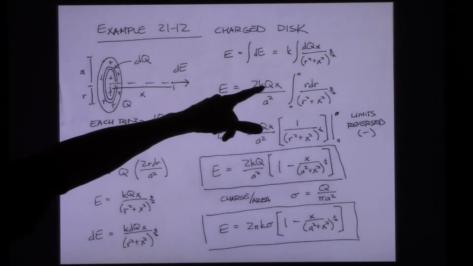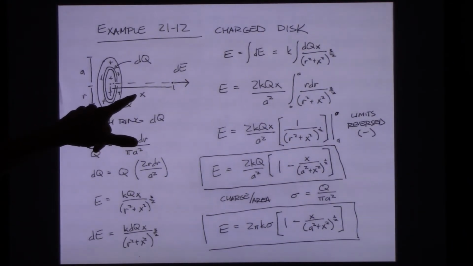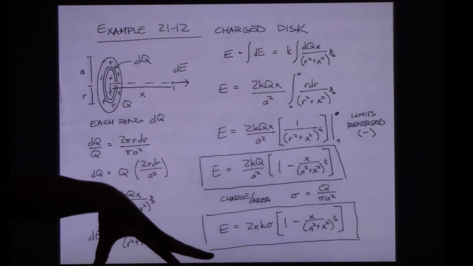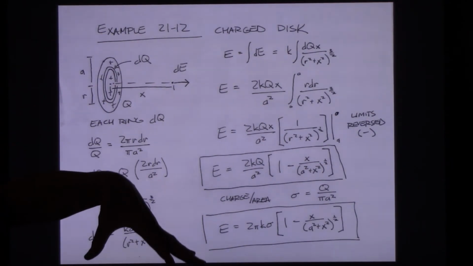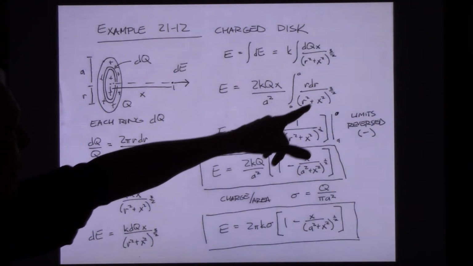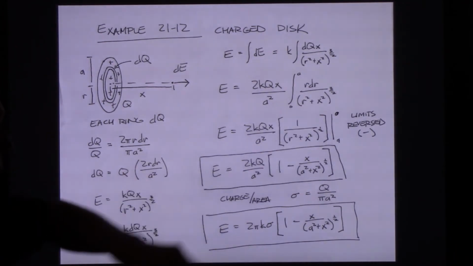2 times k, big Q, x. Now remember, x is a constant right now. So that comes outside my integration. The variable of integration here is little r, which is giving us the radius of the circular loops of charge. So everything now is in terms of r. The x here is a constant. The r is the variable.